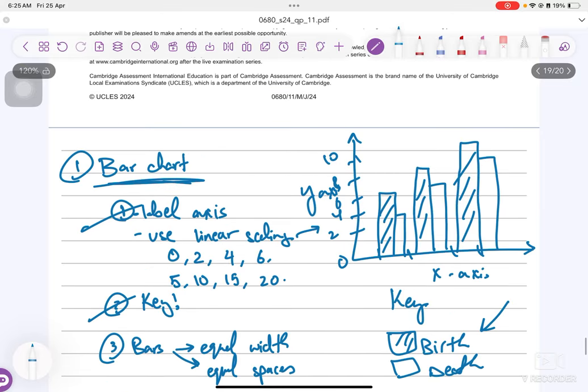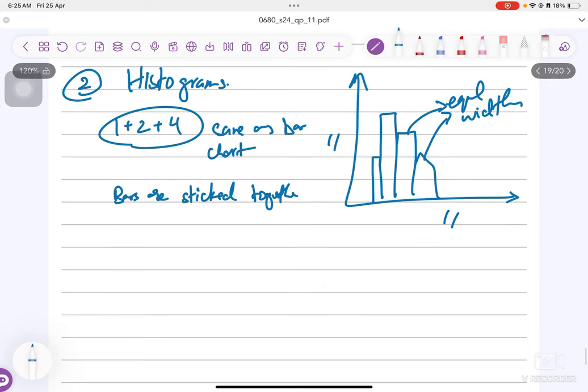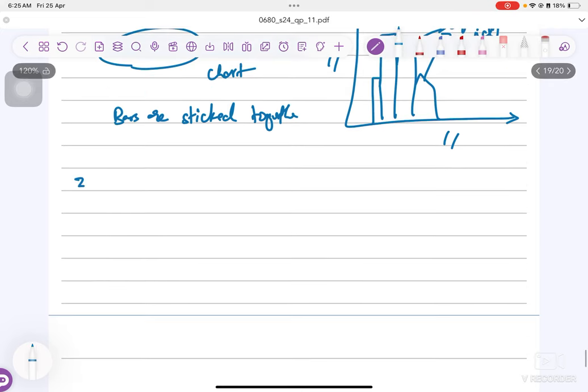Now let me say something here. You can start here, or you can leave a space. It's safer to leave a space, or you can directly connect your bars to the axis. Whichever you want, it's okay, but it's safer to leave a space. Histograms are the same. Okay, that was histograms. Next, we're talking about line graphs.